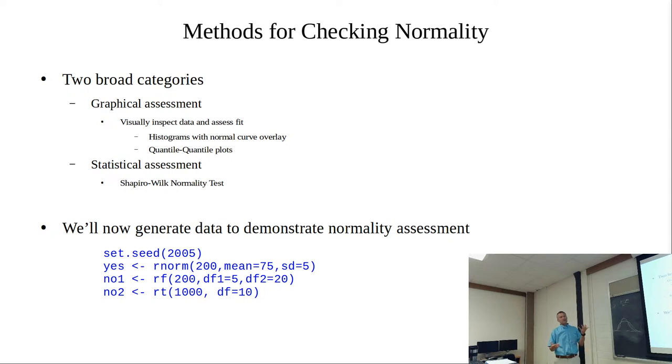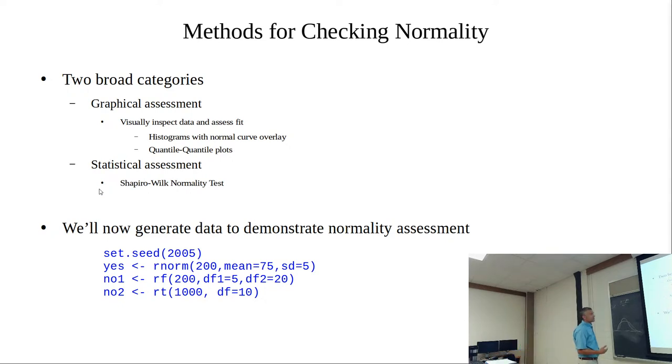Now you could say, well, hold on. We can run a statistical test that gives numbers or we can eyeball it. Shouldn't that test be better? Actually, no, it's not. You're going to see why it's not very good. So what we're going to do is learn all three different types. With the graphical assessment, we can make histograms and overlay with the normal curve. Okay, not that great. It's okay. That's all it is. We're going to look at quantile-quantile plots. This is going to be my preferred method and probably most people's preferred method. And then we have statistical assessment, which is the Shapiro-Wilk normality test.